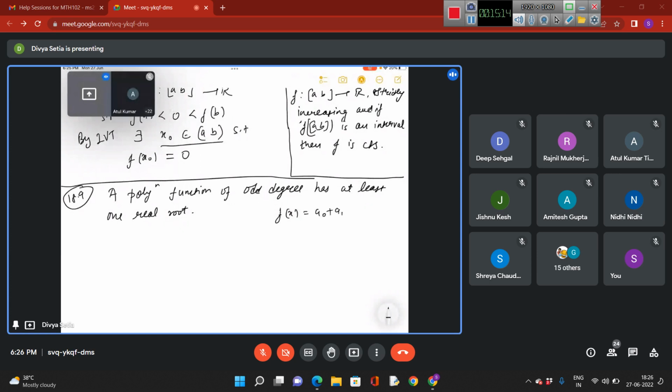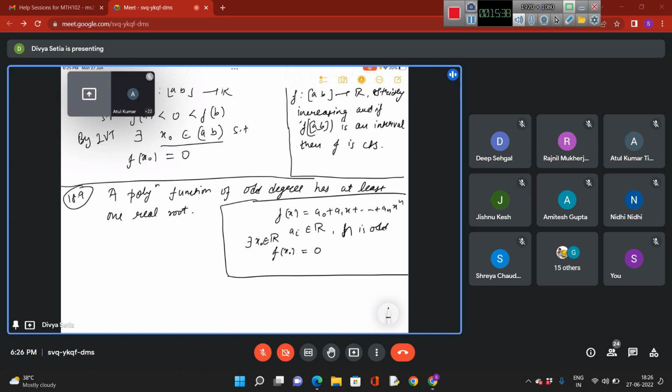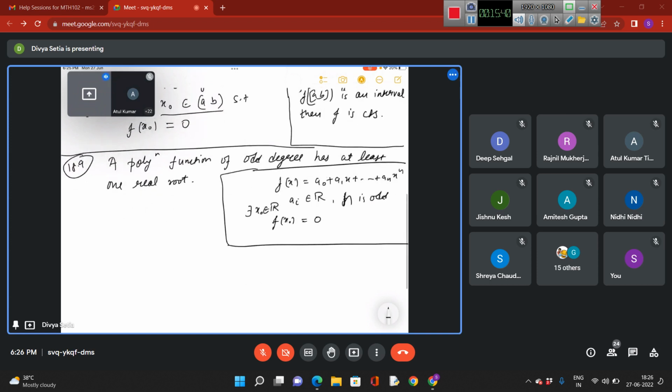Any polynomial function of odd degree, that means any function of this form, a0 plus a1x plus up to anxn, where all these ai's are real numbers and n is odd, then f has a real root. Real root means there exists some x naught belonging to the reals such that f of x naught is 0. This is the meaning of this exercise: if you have any odd degree polynomial, it should have a real root.